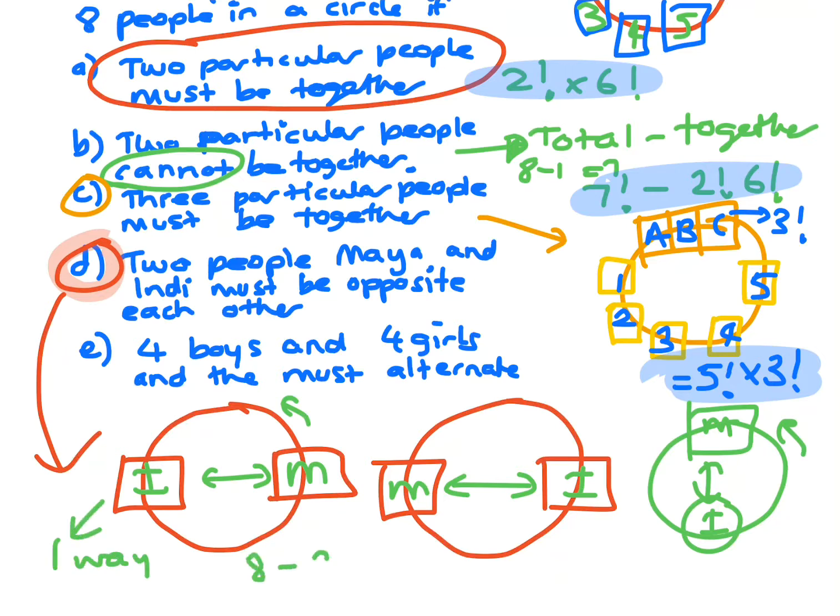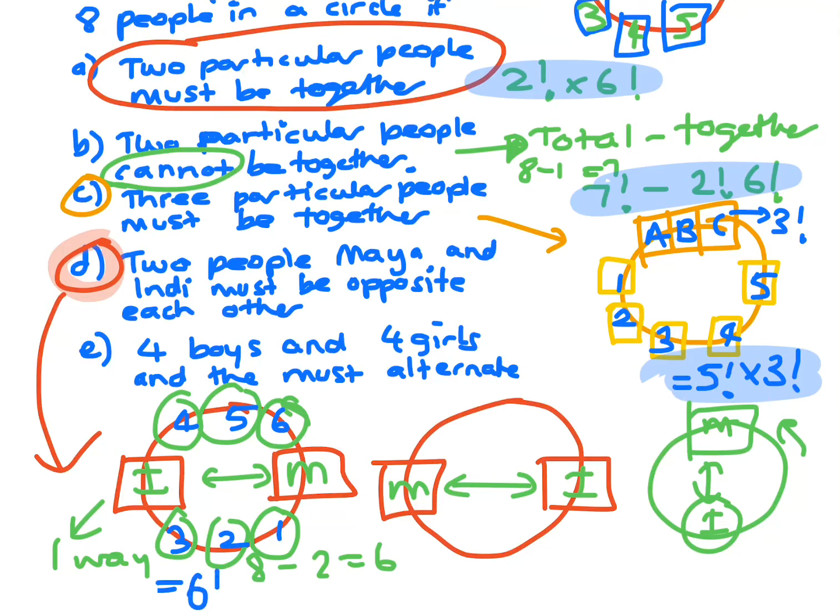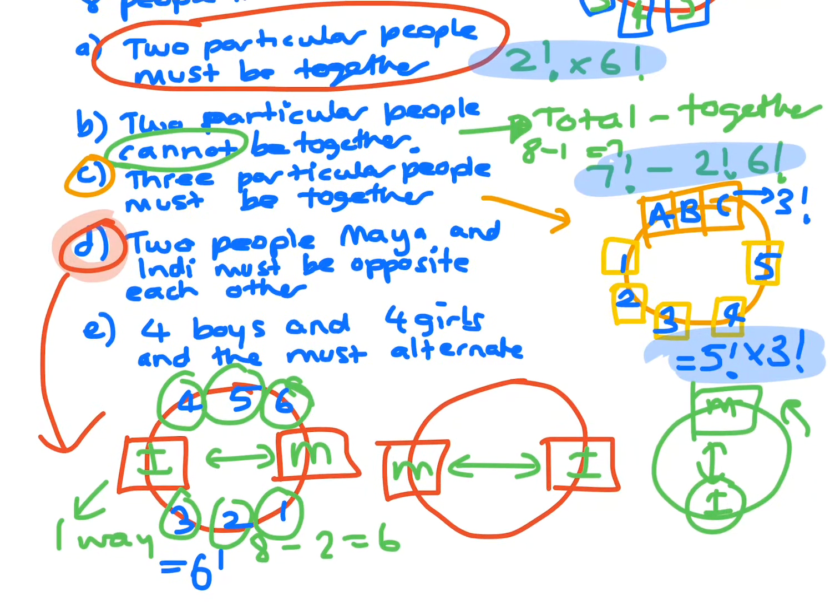And then we have 8 minus the 2 of them leaves you 6 people. So you've got to put 3 on this side to make them opposite and 3 on that side. So when we're working that out, that means we have 6 people left. So it's 6, 5, 4, 3, 2, 1. You end up having 6 factorial ways.